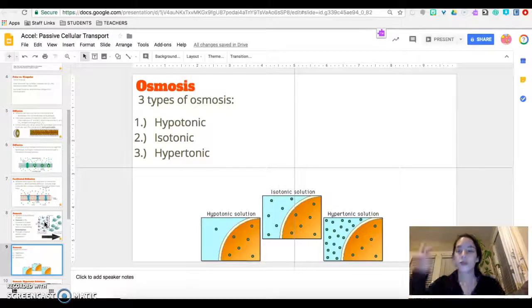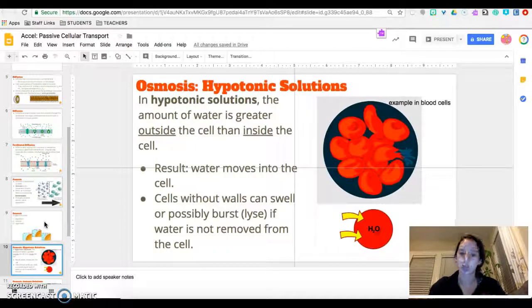Okay, cool. We're rocking this. All right. There are 3 types of osmosis: hypotonic, isotonic, and hypertonic. This is just going to talk about the types of solutions and where the high is versus the low. It's actually going to affect cells greatly. And so we're going to talk about that. First we're going to talk about hypotonic. This means the amount of water is greater on the outside than on the inside.